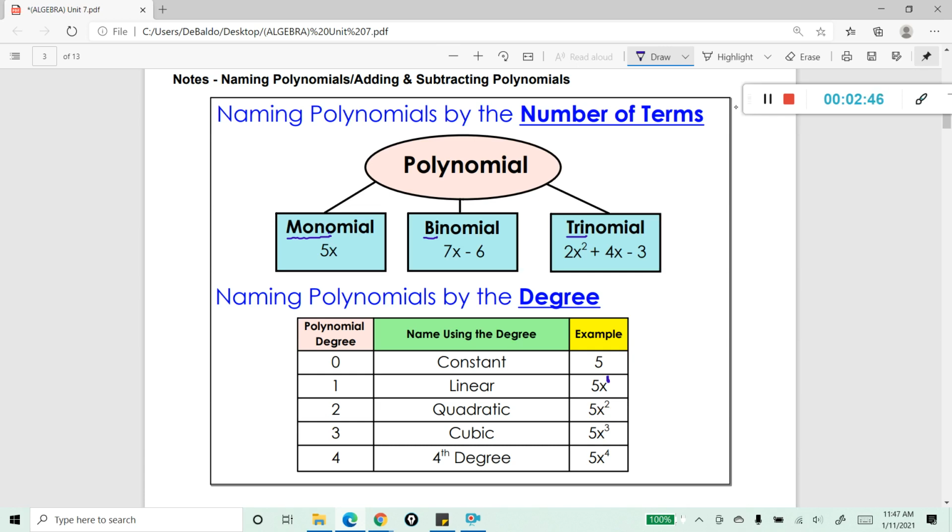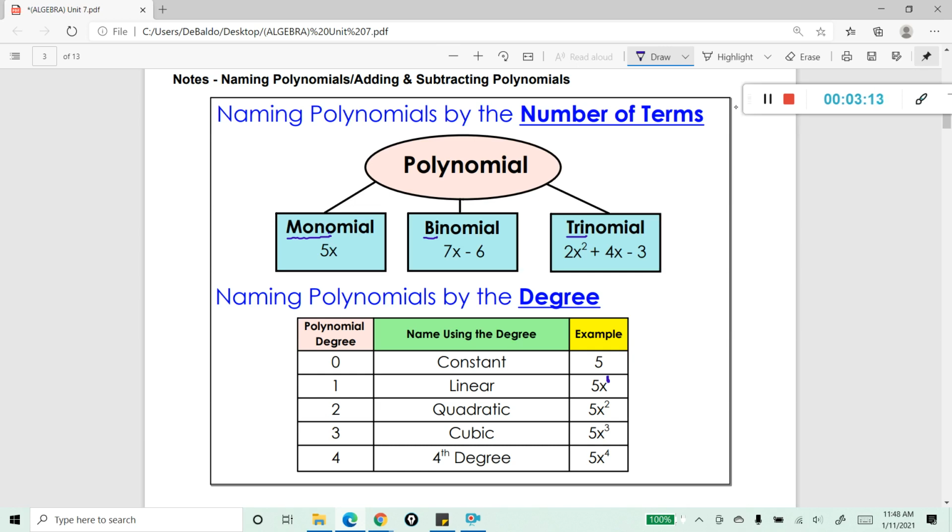A polynomial of degree 2, we're going to call a quadratic, because it's going to have that degree of 2, or that exponent of 2. An example would just be 5x squared. A polynomial of degree 3 would be something called a cubic. An example of that would be 5x cubed, because that degree is 3.